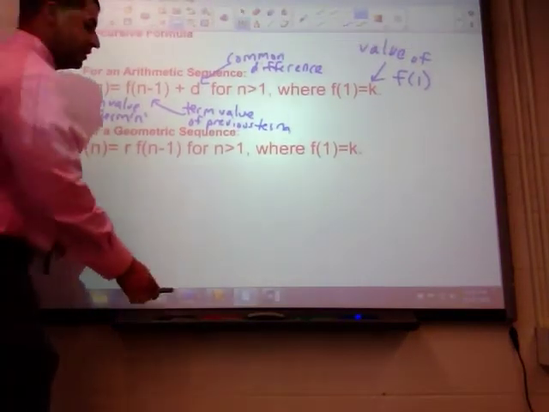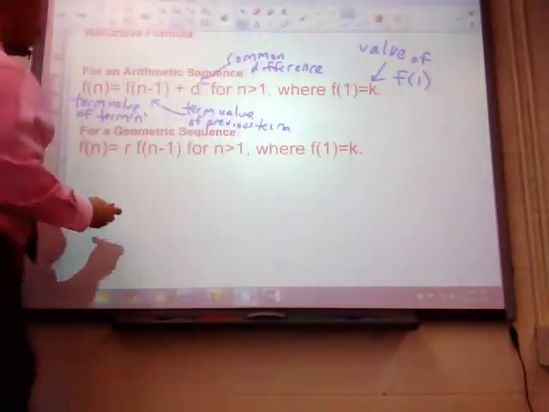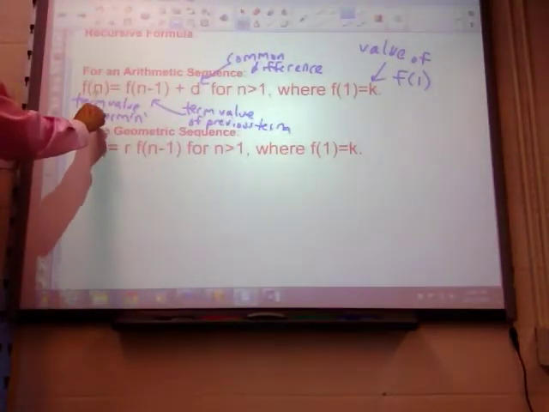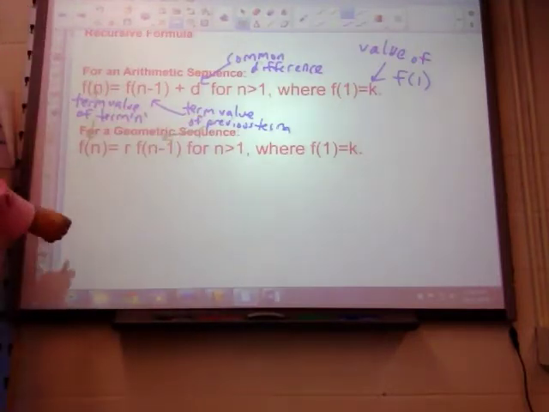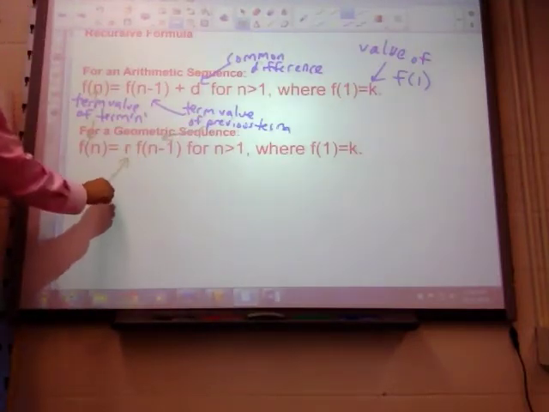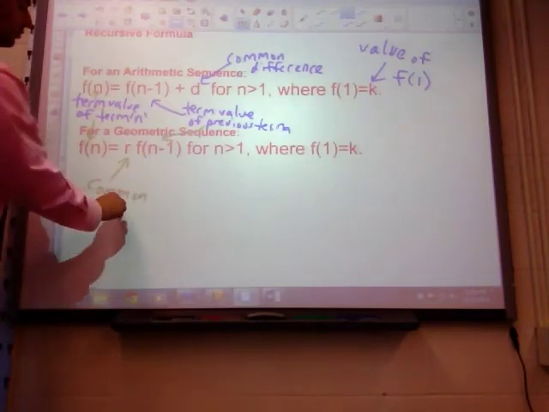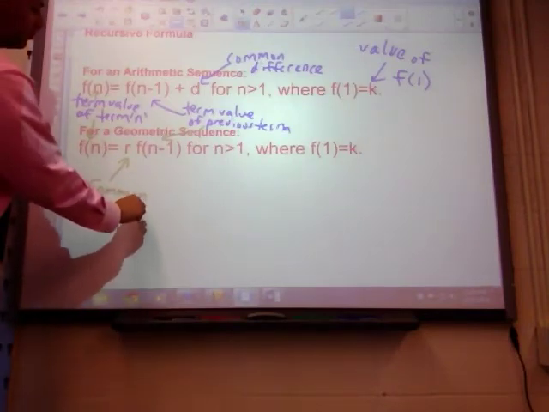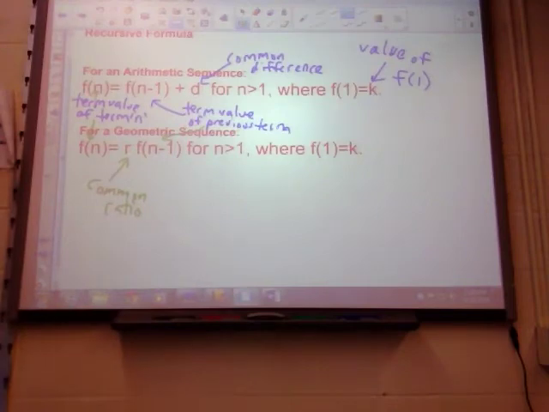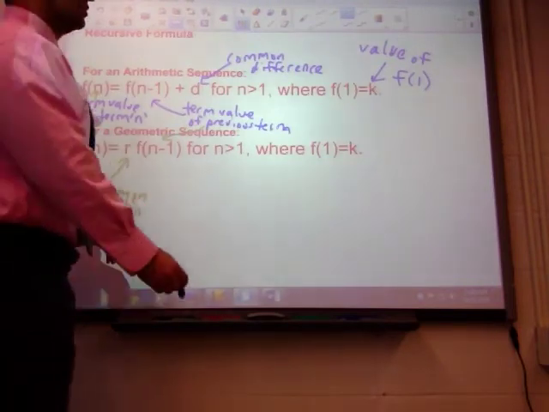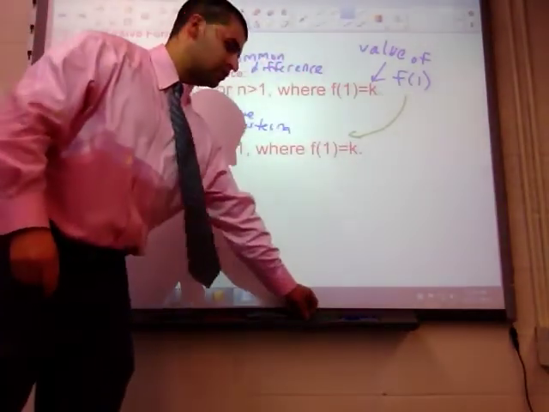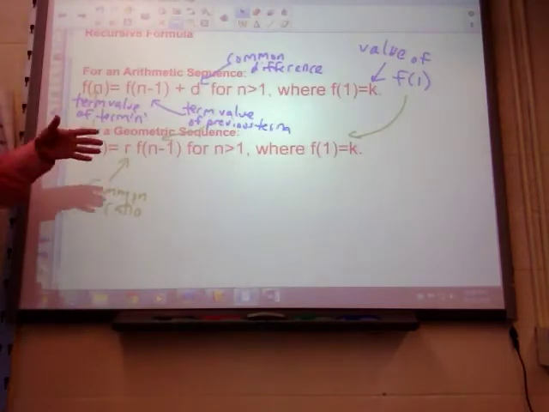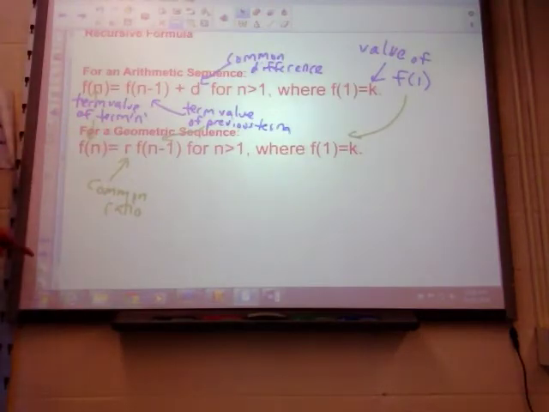For a geometric, very similar. f of n is still the term value for term n. f of n minus 1 is still the term value of the previous term. r is still your common ratio. n greater than 1, okay, same situation. And f of 1 still equals k, still the value of your first term. Alright, so it's not the initial term, it's f of 1, your first term.